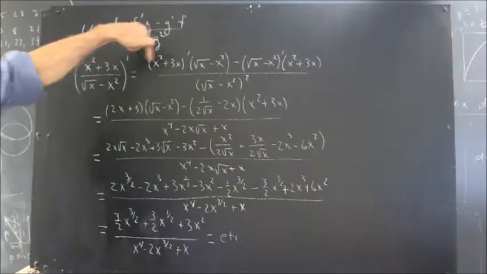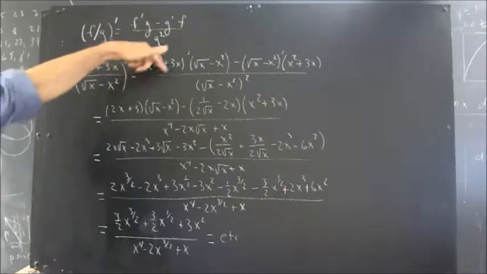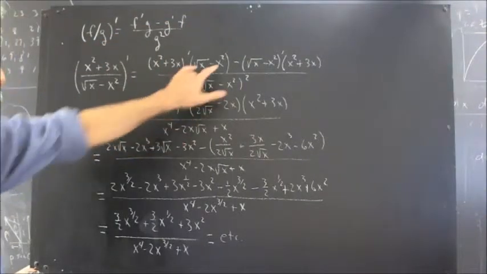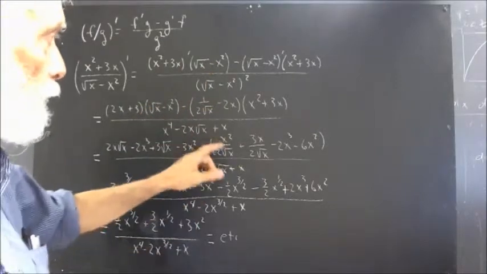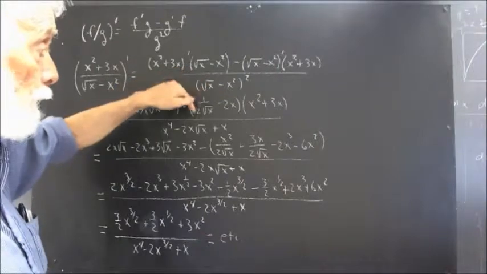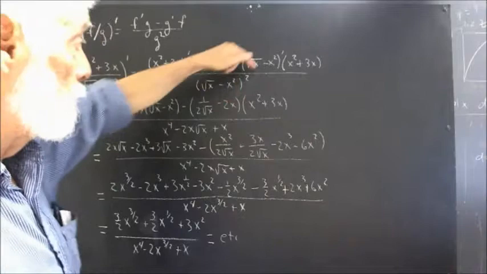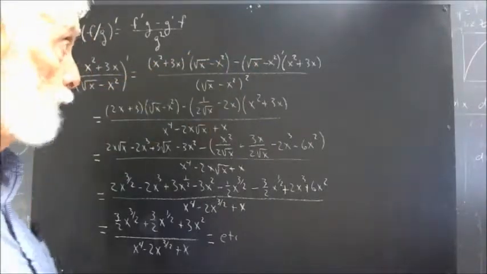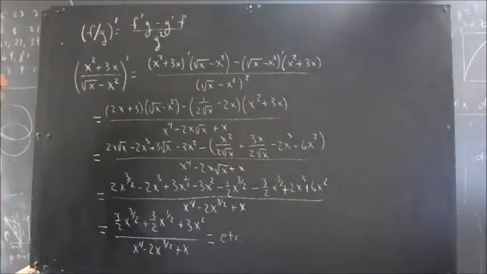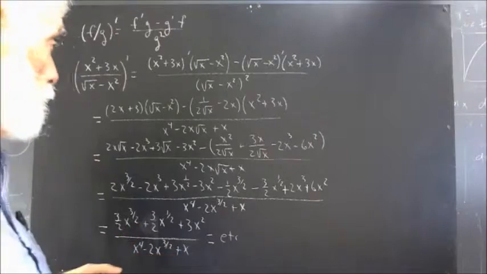Okay, well, x squared plus 3x prime. x squared prime is 2x. 3x prime is 3. And that's multiplied by the quantity here, and you see that. And then the square root of x, as we saw previously, has derivative 1 over 2 square root of x. And the derivative of x squared is 2x. We have a minus there, so we have a minus 2x multiplied by this function. And then we square the denominator. That's easily squared. You just have to be careful.